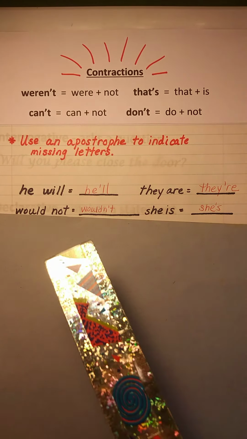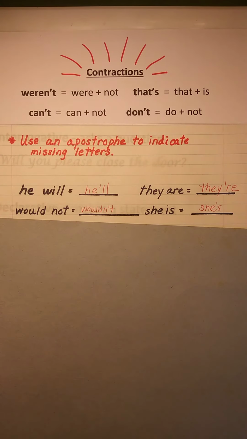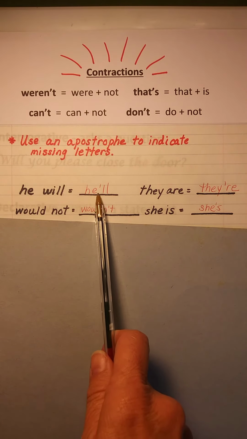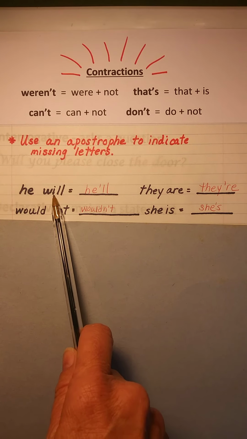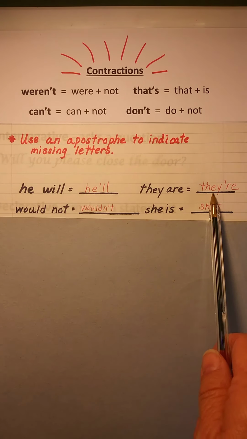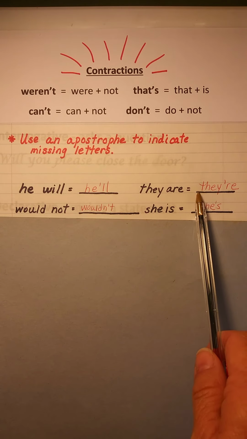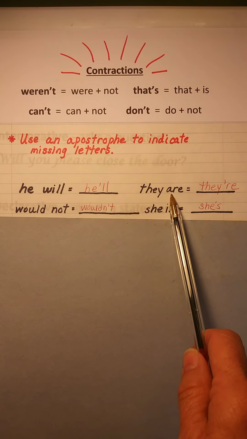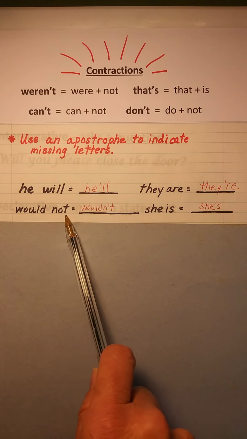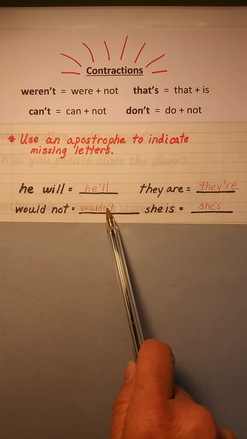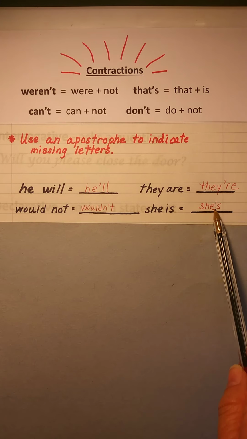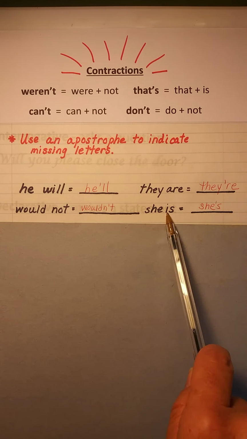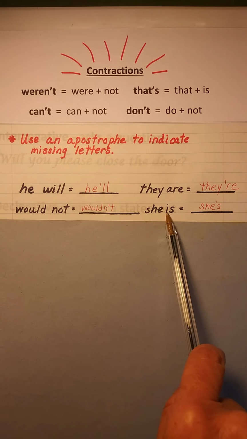Alright, so he will becomes he'll. He, apostrophe LL. In this case, the apostrophe is standing in for the W and the I. They are becomes they're. The apostrophe is standing in for the letter A. Would not becomes wouldn't. The apostrophe is standing in for the letter O in the word not. And she is becomes she's. The apostrophe is taking the place of the letter I in is.